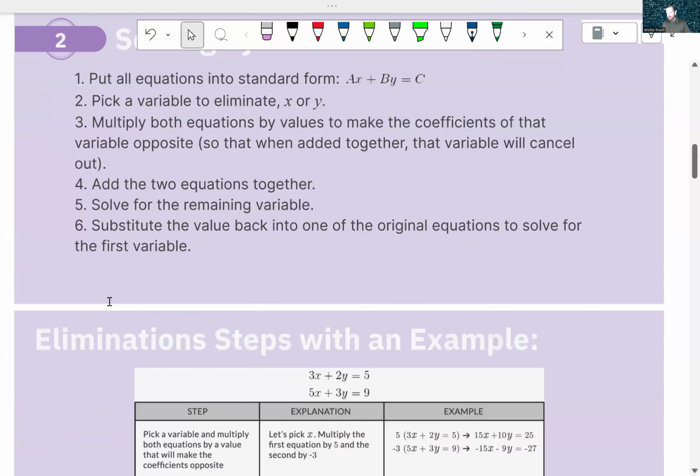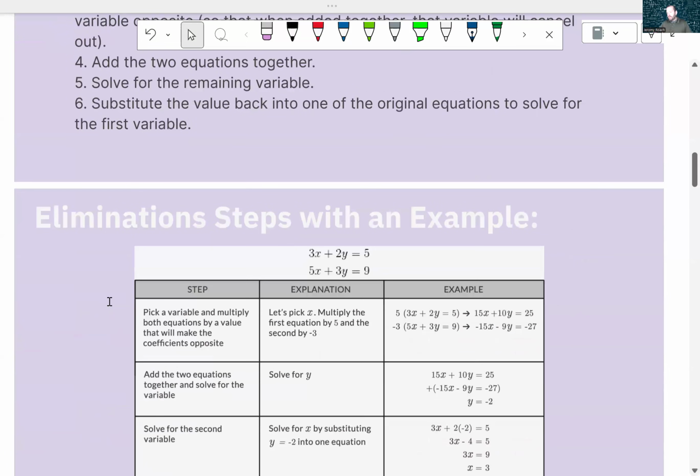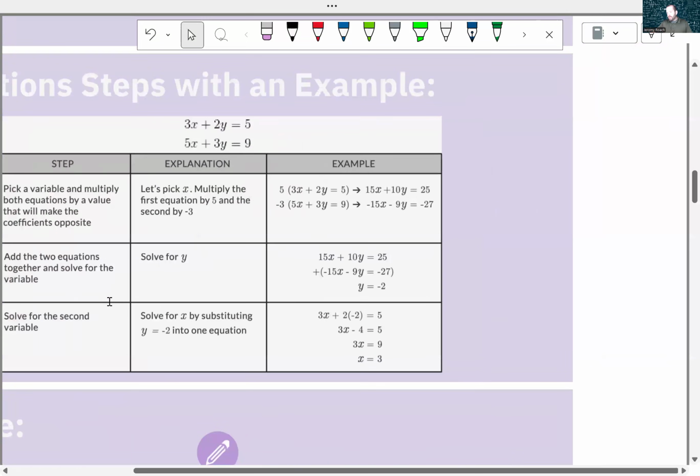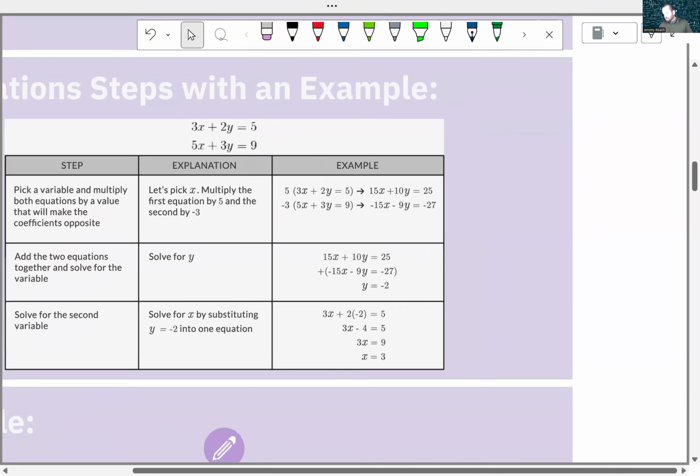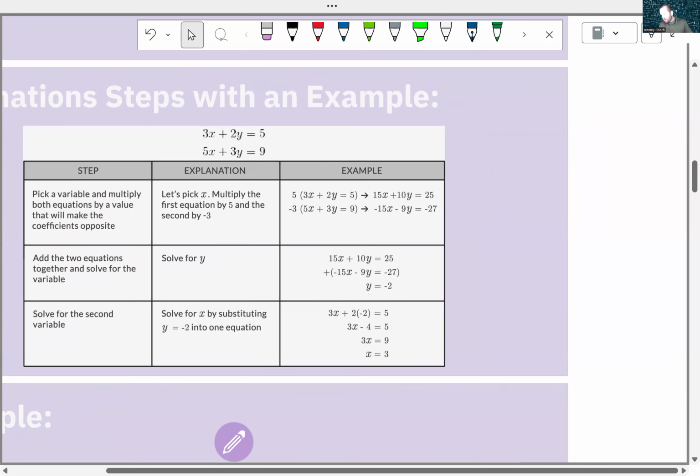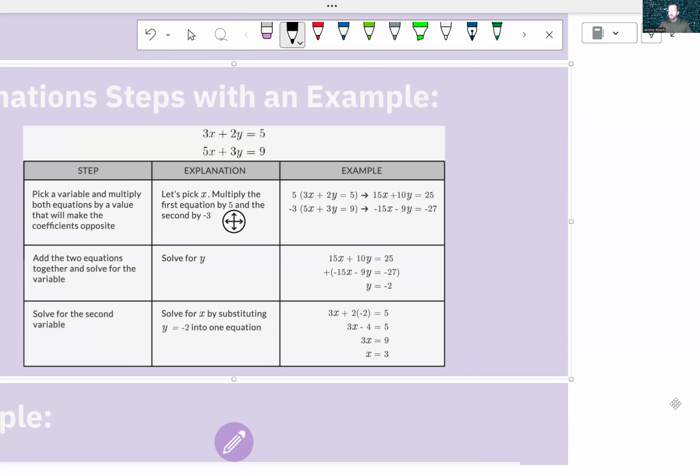So I'm going to scroll down here. We're going to look at this example. This has the example stuff written out, but I'm going to show you how I would solve this system of equations. In this example, it looks like we need to cross out a variable. So we need to decide, do we want to get rid of the x's or the y's? It really doesn't matter. You just have to choose which one you want to get rid of.